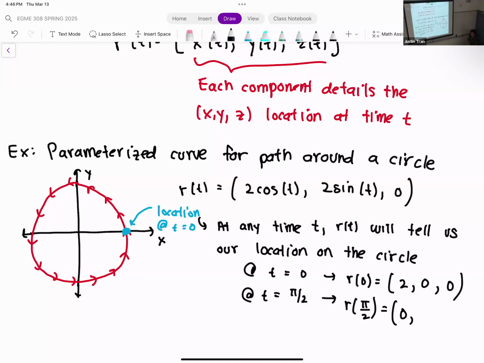Next we have 2 sine of t. So we're going to evaluate sine of pi over 2. Sine of pi over 2 is 1. And then 1 times 2 is 2. Okay. And then 0 is still 0. Okay. And so after time has advanced by a little bit, we've moved to this location on the circle right here. So this right here is our location at t is equal to pi over 2.